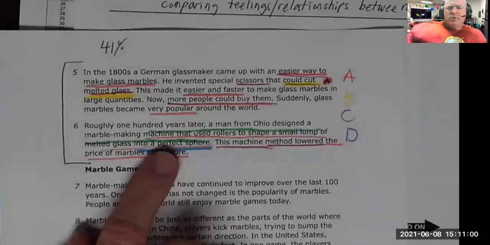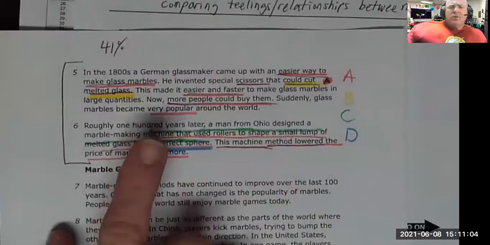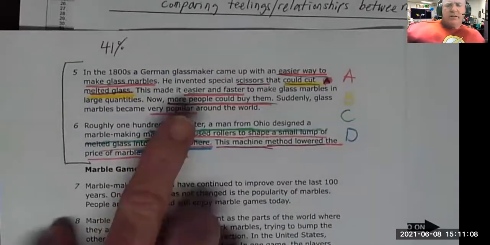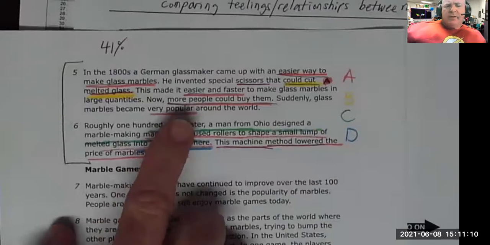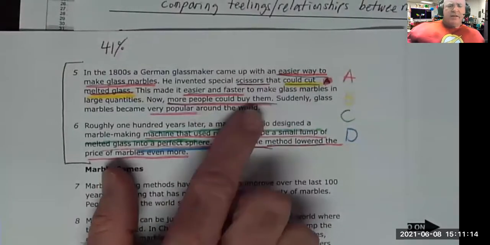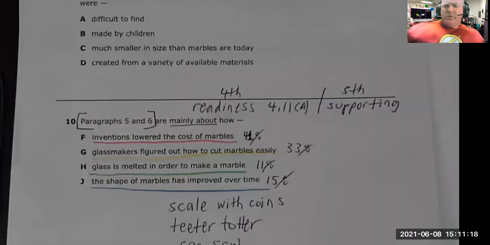And so if you were to teeter-totter, you're going to see that the most weight, the heaviest content is going to be letter A. Let me remind you what A said. It said that the inventions lowered the cost of the marble.